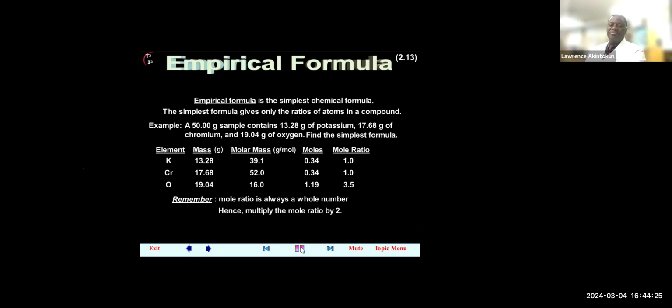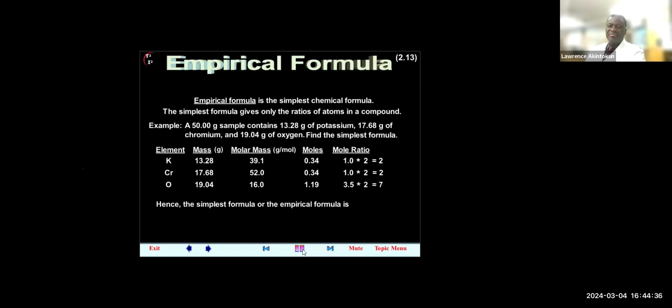That is the rule. Hence, multiply the mole ratio by 2. So that will get rid of the 0.5, make it a whole number. Hence, the simplest formula, or the empirical formula, is K2Cr2O7. Remember, those are the subscripts. Those are the mole ratio. And the mole ratio becomes the subscript of each element that corresponds to that. K is 2, Cr is 2, and O is 7. So the empirical formula is K2Cr2O7.